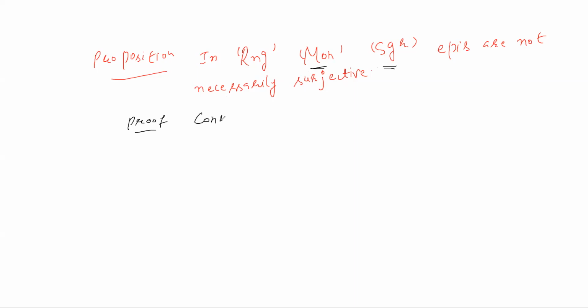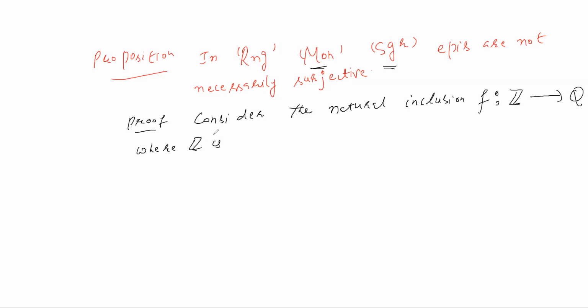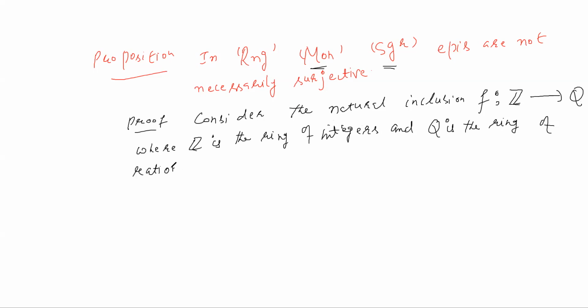Now consider the natural inclusion map F from the ring of integers to the ring of rational numbers, where Z is the ring of integers, and Q is the ring of rational numbers.